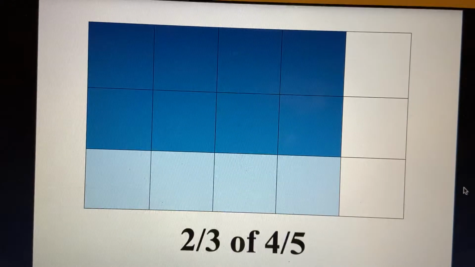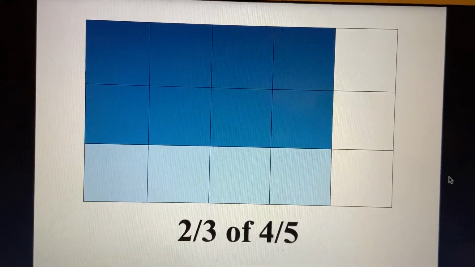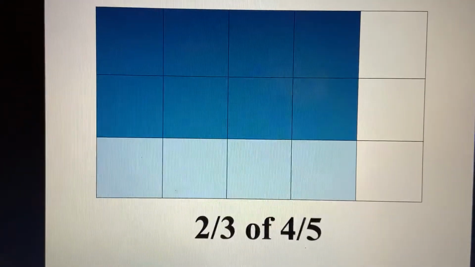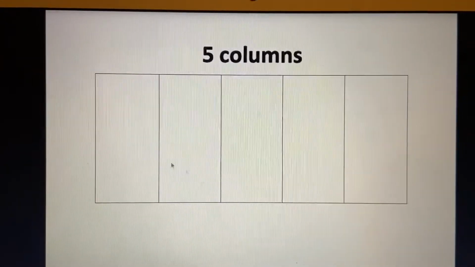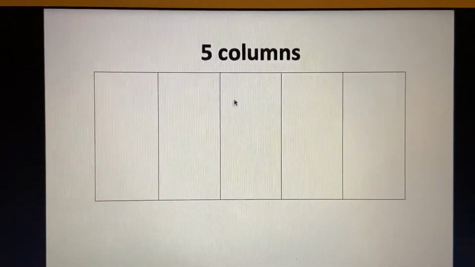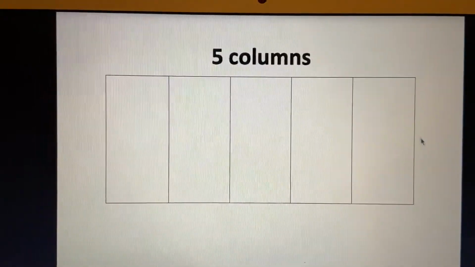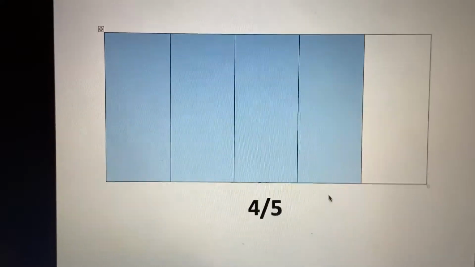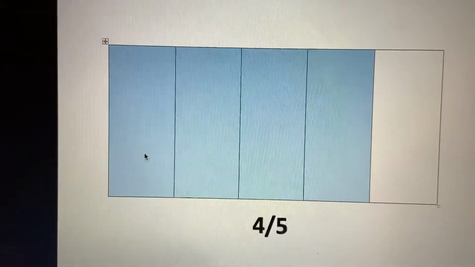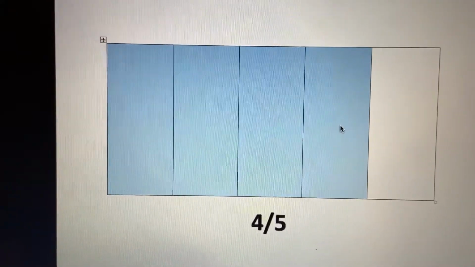This region model shows 2/3 of 4/5. First, we need to find 4/5 by looking at the columns. Here we have 5 columns: 1, 2, 3, 4, 5. And down here, we have 5 columns with 4 of them filled in: 1, 2, 3, 4.